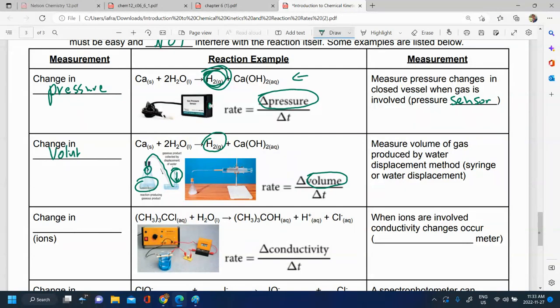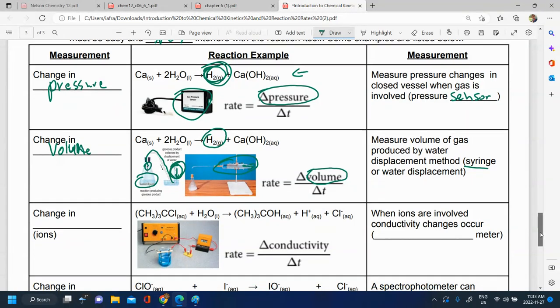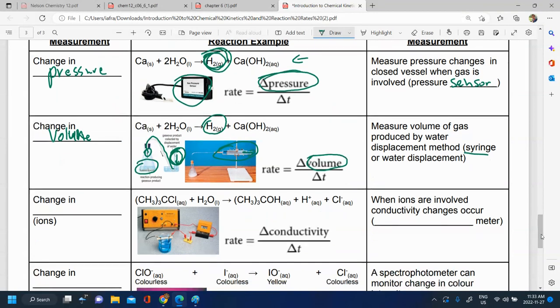So when gases are involved again, rather than look at the pressure, if you don't have a system to measure pressure like a pressure sensor, then you could use a syringe that can monitor your volume change as the gas fills up the syringe. It will increase the volume there, or you can monitor the volume displacement. So those are two ways that scientists will often monitor the rate when gases are involved, looking at the change in pressure over the period of time, or the change in volume over the period of time.